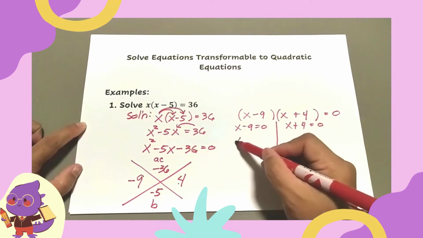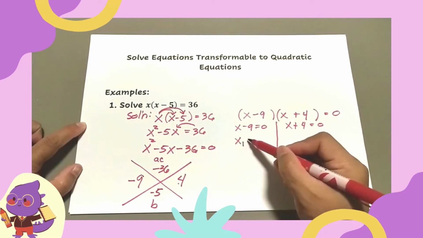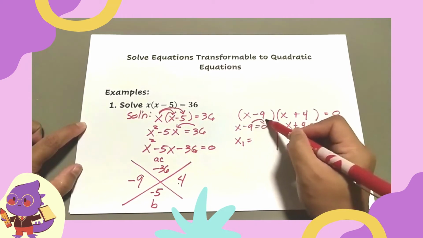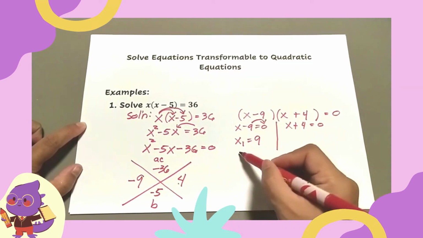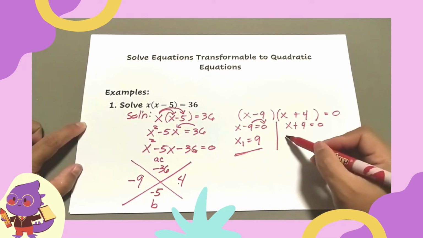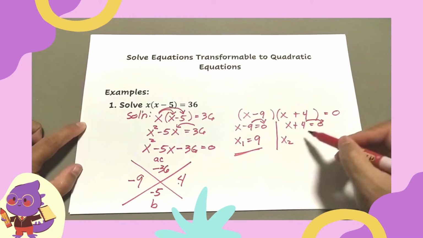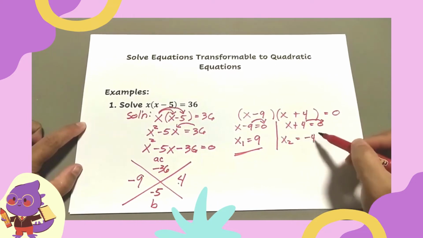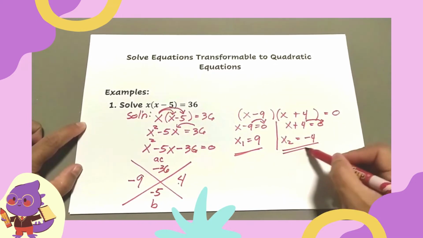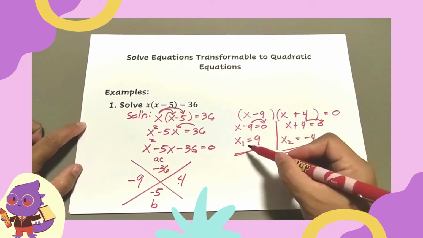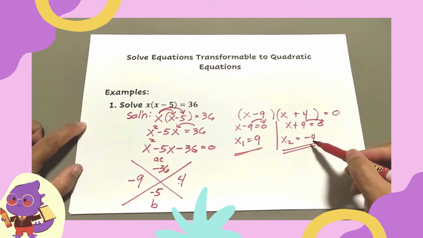So, we will have now the first value of x or the x of 1. Transpose natin ito dun sa kabila. Magiging positive 9. So, yan na yun. Tapos, for the second value of x, lipat natin itong positive 4 sa kabila, making it negative 4. And yan ang magiging second value natin ng x. So, we have now x of 1, 9, and x of 2, negative 4.